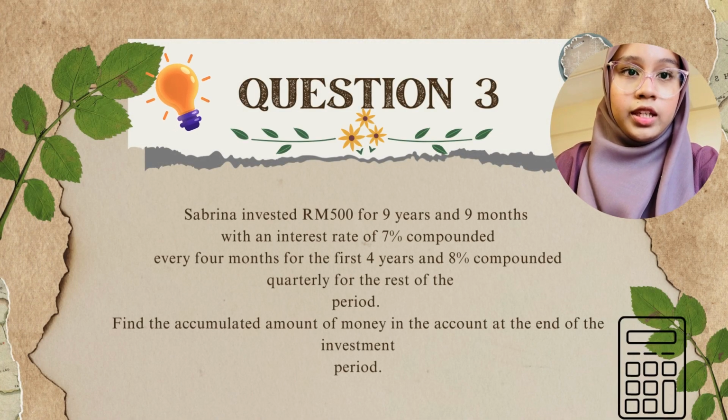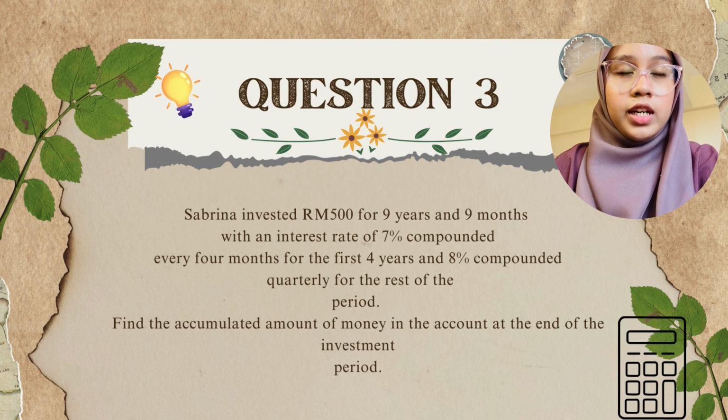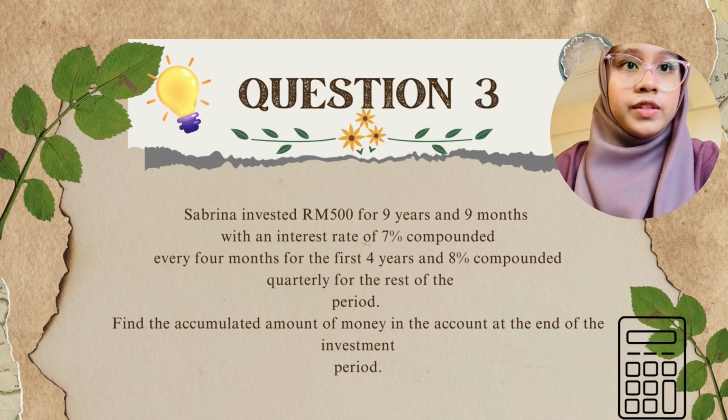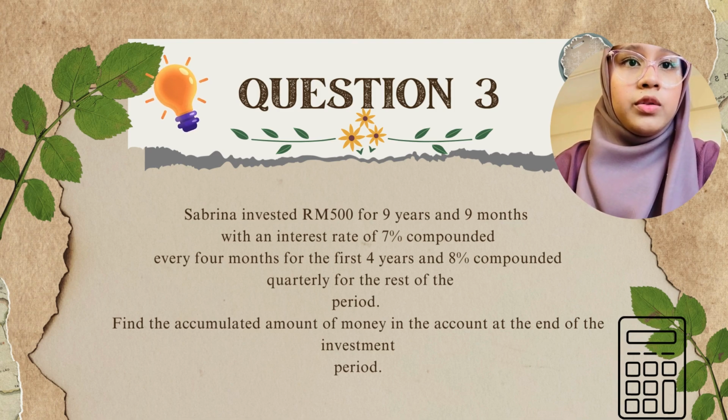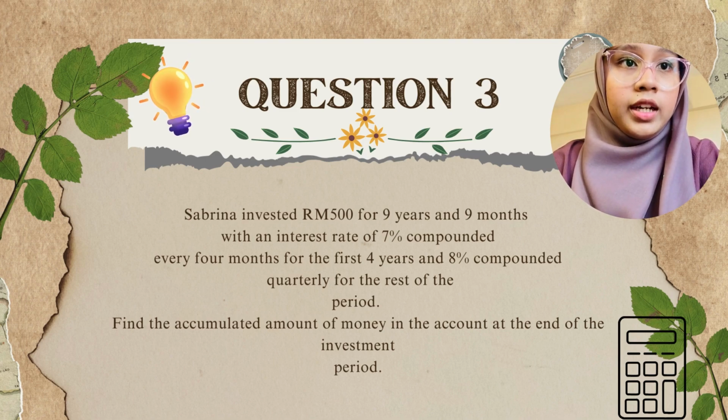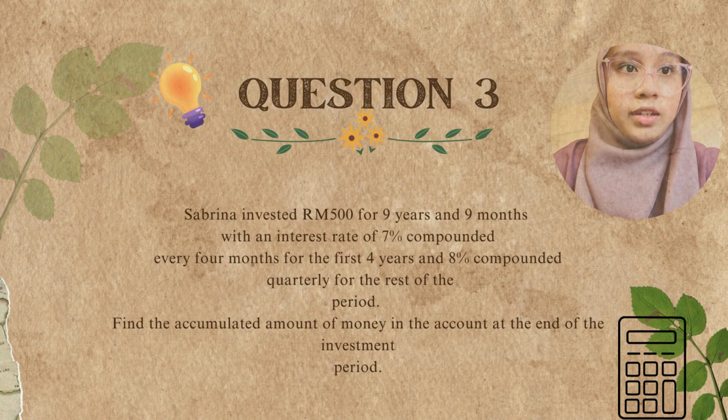My name is Raifa Natasha binti Zaman. I will present question 3. Sabrina invested RM 500 for 9 years and 9 months with an interest rate of 7% compounded every 4 months for the first 4 years and 8% compounded quarterly for the rest of the period. Find the accumulated amount of money in the account at the end of the investment period.